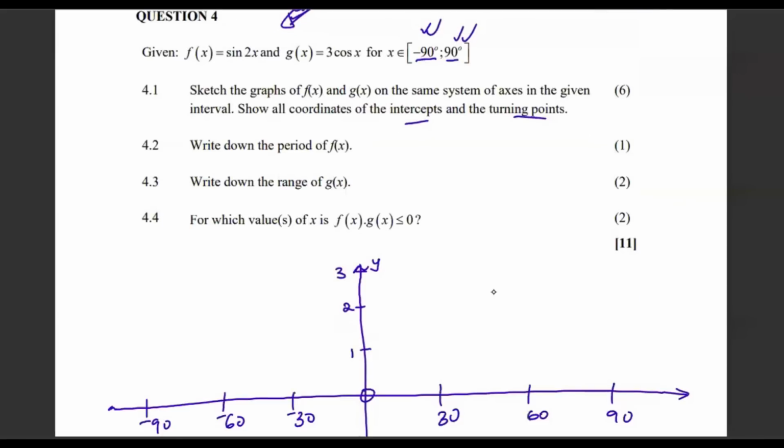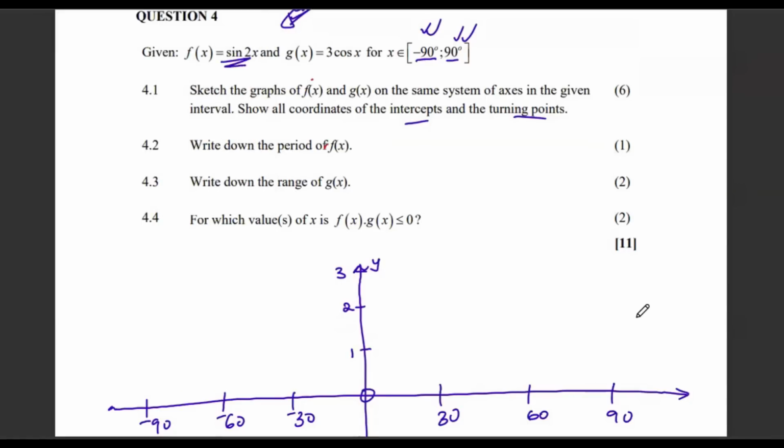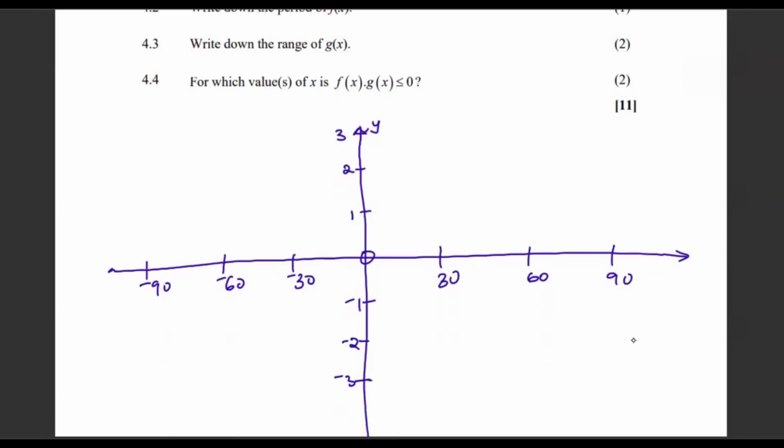So let me plot one graph at a time. Let me plot F. So let me change the color to this. So with F, if it's negative 90, then it's a 0. If it's negative 60, it's 0.8, which is somewhere there. I'll estimate that. Then if it's negative 30, it's also just the same point. And then if it's 0, it's going to be a 0. If it's a 30, it's a negative 0.8. That's a 0.8. And 90 must be a 0.